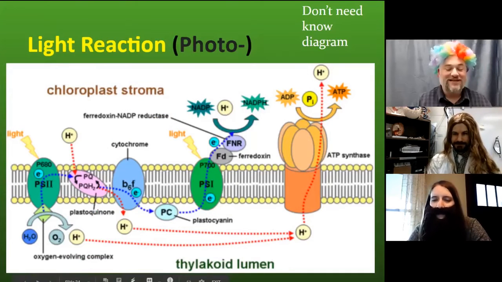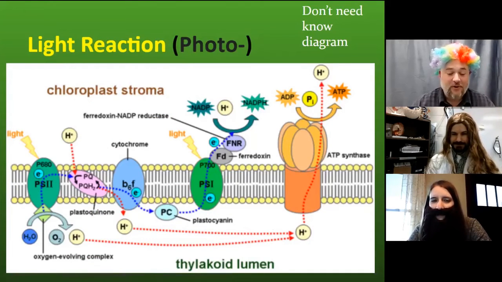And that's where we're able to get the ATP to power the dark reaction, which is next.